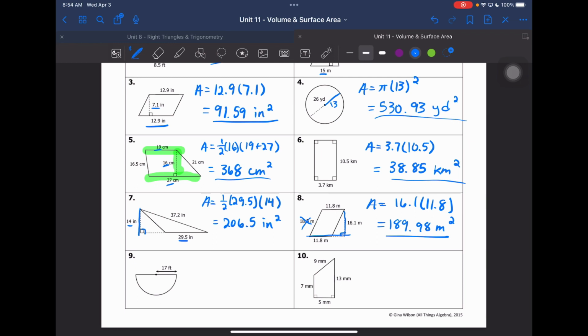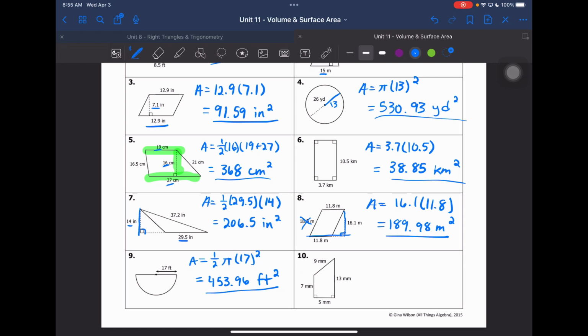Okay, number 9 is a half circle or a semicircle. And so what we can do is just use the formula for area of a circle and multiply that by a half. So that way we just get half of that area. So I'm going to put half pi r squared. Pi, and then my radius is 17, and I'm going to square that. So it's just going to be something that you would type into the calculator, 1/2 times pi, parentheses 17 squared. And this comes out to 453.96, and our units are feet squared.